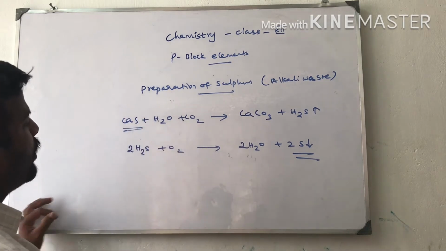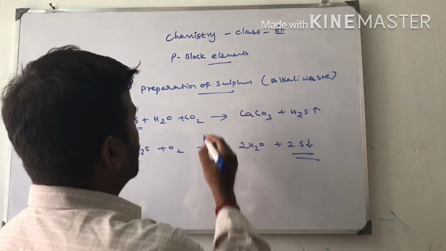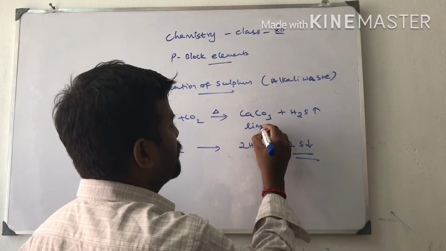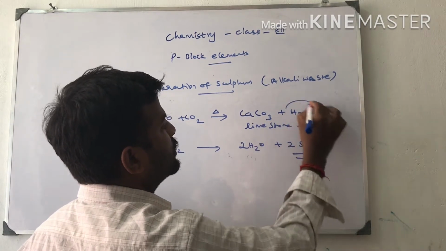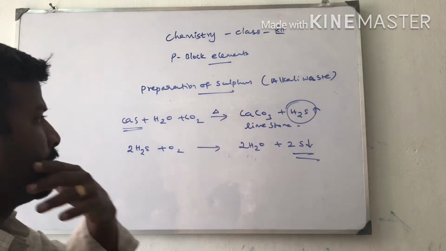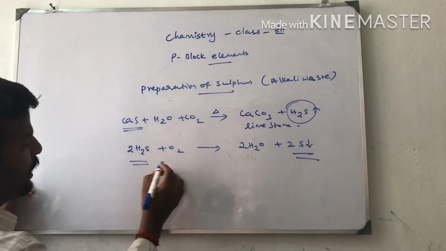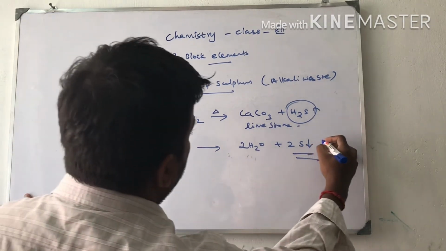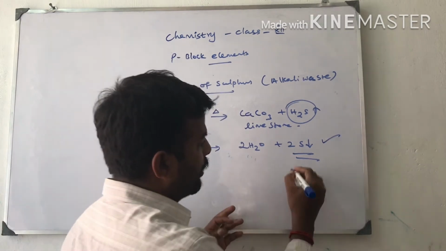That sulfide impurities react with water, carbon dioxide, and heating, it will give limestone plus H2S gas. The H2S is collected by the vacuum pump and it reacts with oxygen, it will give water and sulfur precipitate, yellow color precipitate.